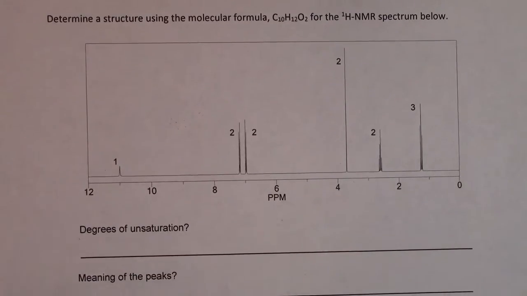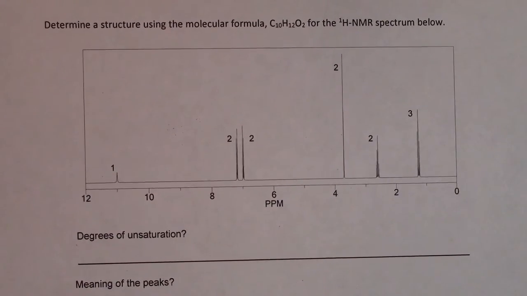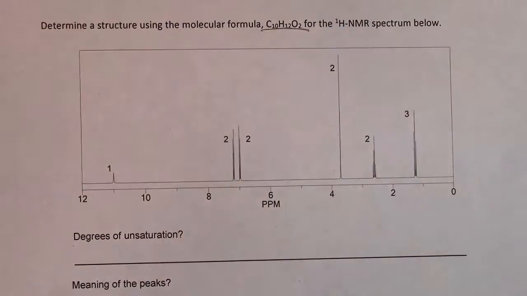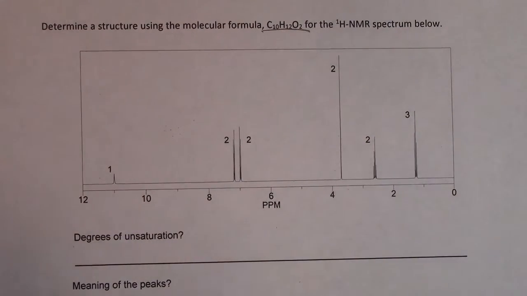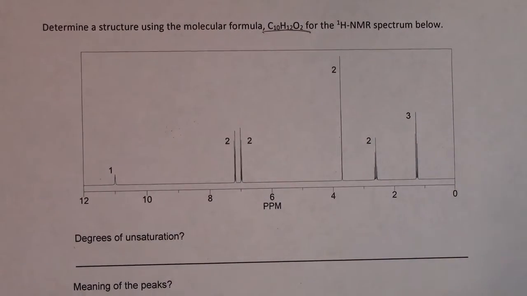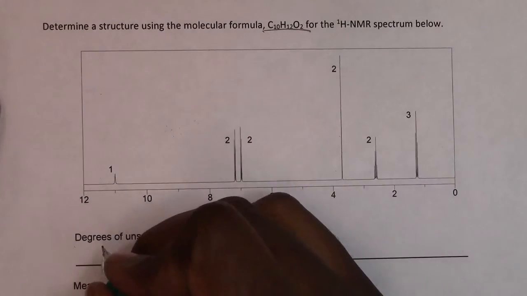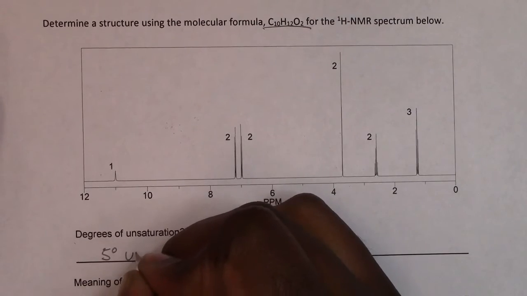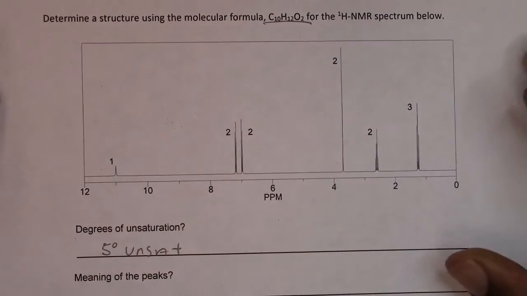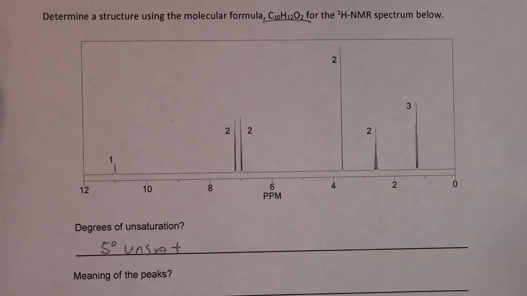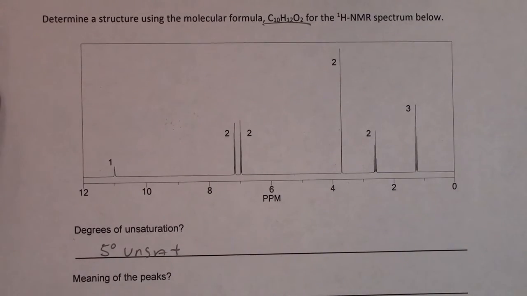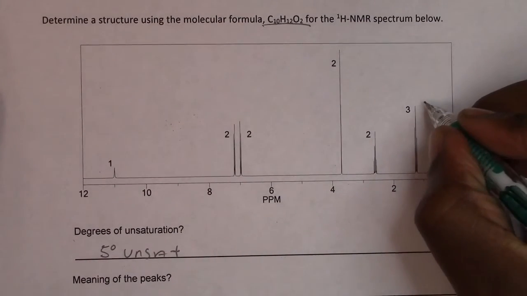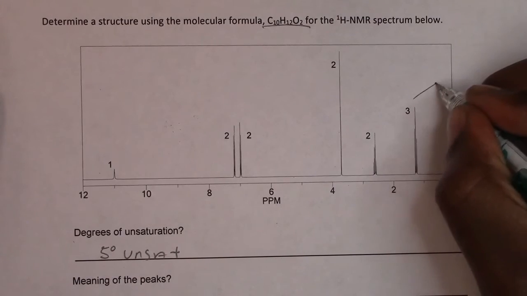So in this problem, we're dealing with a molecular formula. And again, what we should do first is we should always calculate degrees of unsaturation. So note what's happening here. Our degrees of unsaturation here are 5. So we have 5 degrees of unsaturation. And now that we have 5 degrees of unsaturation, we should move into the NMR and try to figure out what's going on with the fragments that we have.